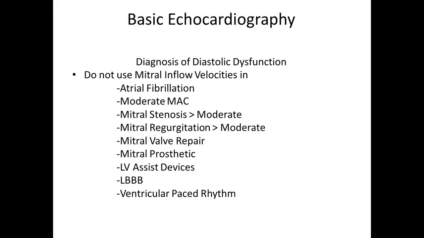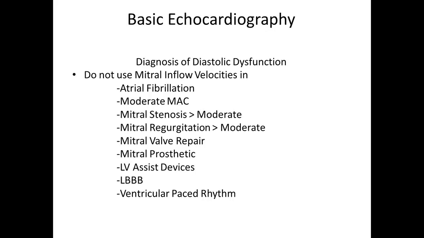Very important. In some situations, you can't just blindly use the variables that we talk about, because in someone with atrial fibrillation, you don't have an A velocity. So you can't use your mitral inflow velocity if the patient has atrial fibrillation because you don't have an A velocity. If the patient has moderate mitral annular calcification or mitral stenosis, which is greater than moderate, you can't use your mitral inflow as well.